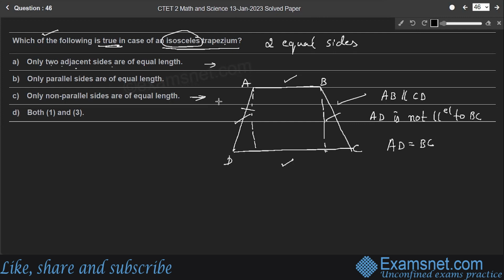Therefore, to get an isosceles trapezium, non-parallel sides should be of equal length, not the parallel sides. Hence, option C is the right answer.